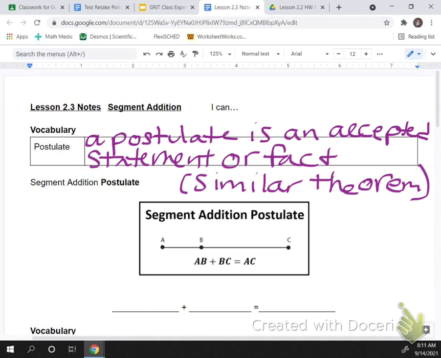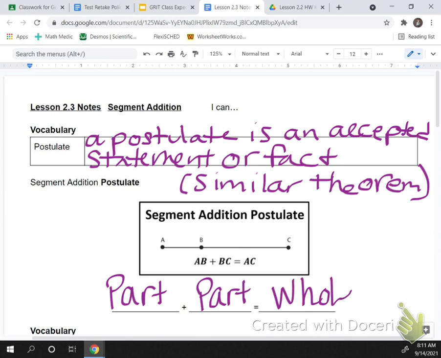Make sense? This line segment plus this line segment creates the whole line segment. Basically, think about it this way. You've got a part. When we add them together, they make the whole line segment up here. That's the segment addition postulate. And we'll look at how we're going to use it here.